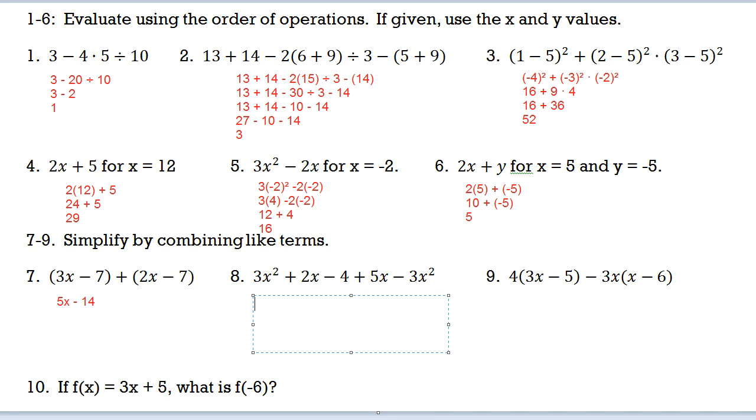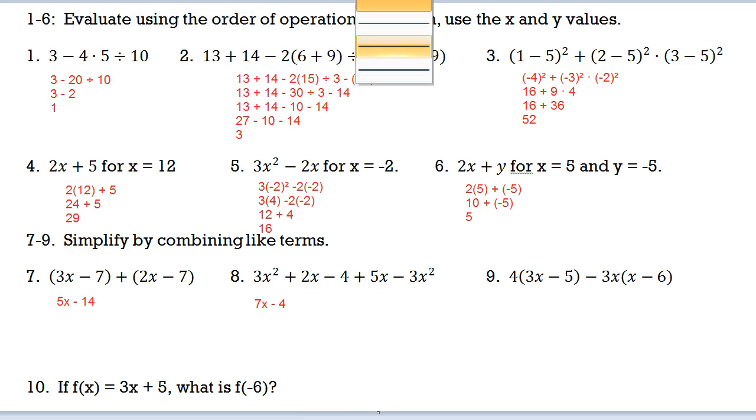Number 8, let's combine what's in common here. 3x squared and a -3x squared. Well, those are actually just going to cancel out, so we don't even have to write anything there. The only other thing that we can deal with is the 2x and the 5x, which makes 7x. That -4 hanging out right there had nothing that could be done with it, so we leave it alone.